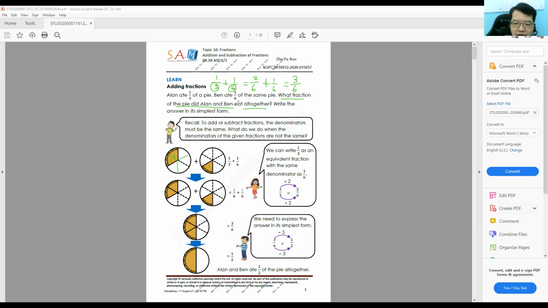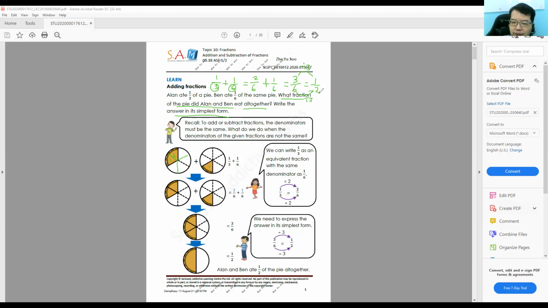Now, let's not forget that the question requires you to answer in its simplest form. So you need to simplify. Can you simplify 3 out of 6? Yes, you can divide by the same number. Which number would that be? 3 divided by 3 will give you 1. So if you divide the numerator by 3, you divide the denominator by 3 as well. So 6 divided by 3 equals 2.